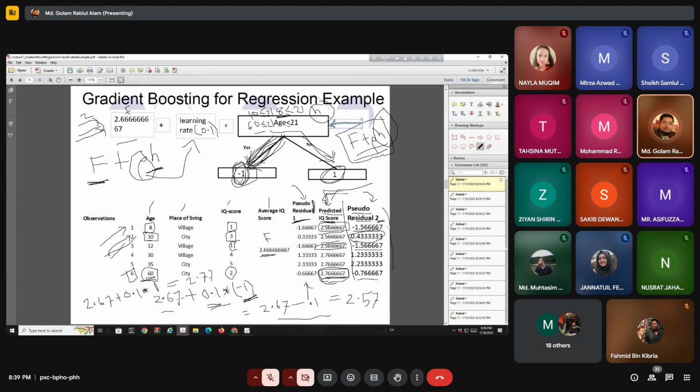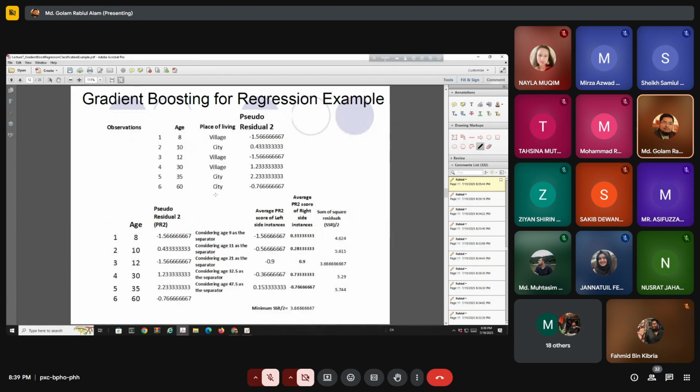Okay, then so these are the values. Then next what we have to do, so now this is our data set. Now if we consider this as our data set, we want to find out the next h. So that means we want to find out f plus rho h plus another rho h. We can consider the previous one as h1 and this one as h2. So we want to find out the h2 now.